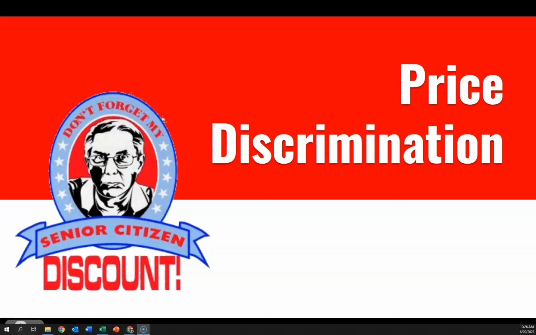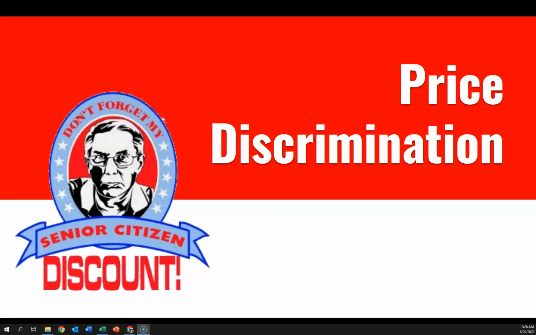Welcome back. Today we're going to continue looking at monopoly by examining how monopolists can use a strategy known as price discrimination to increase the level of profits that they have. And not just monopolists, but really any firm or any market structure in which firms have some control over the price will attempt to use this idea of price discrimination to maximize their profit.